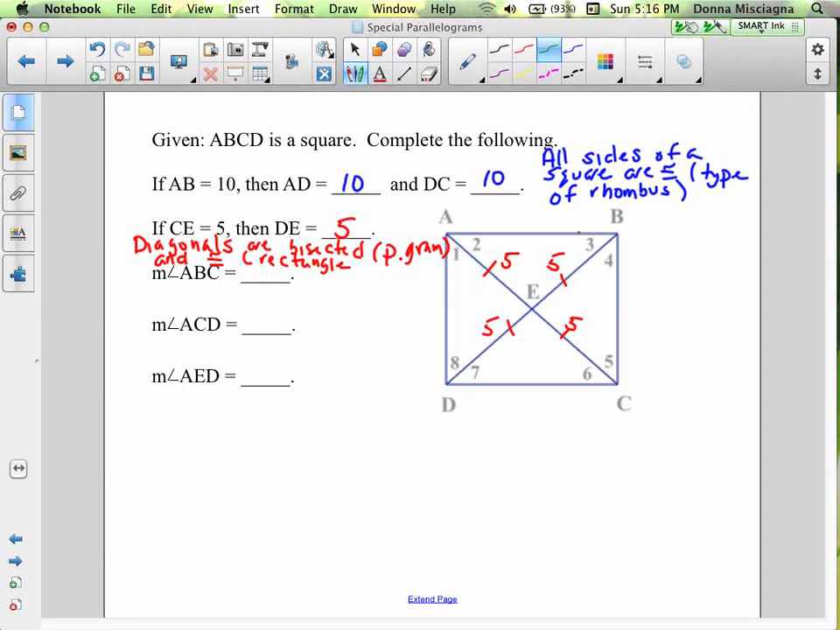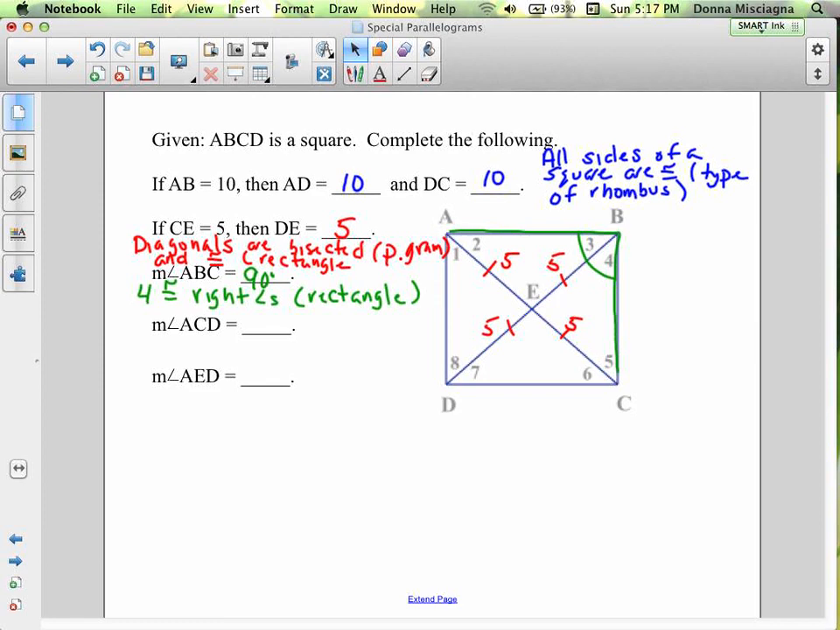Measure of angle ABC. So we're looking for this angle here. Of course, something we know about a square, it has 4 congruent right angles. And that's because, like we said above, a square is a type of rectangle, and all rectangles have 4 right angles. So the measure of angle ABC, that would be starts at A, goes through B, then goes to C, is 90 degrees.